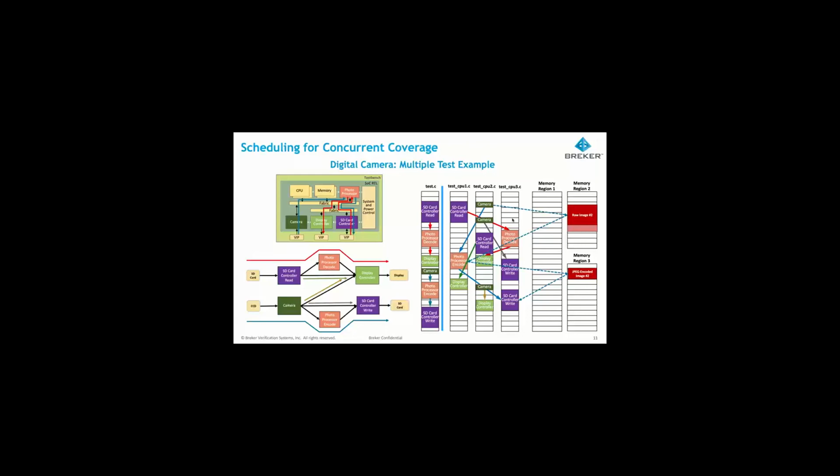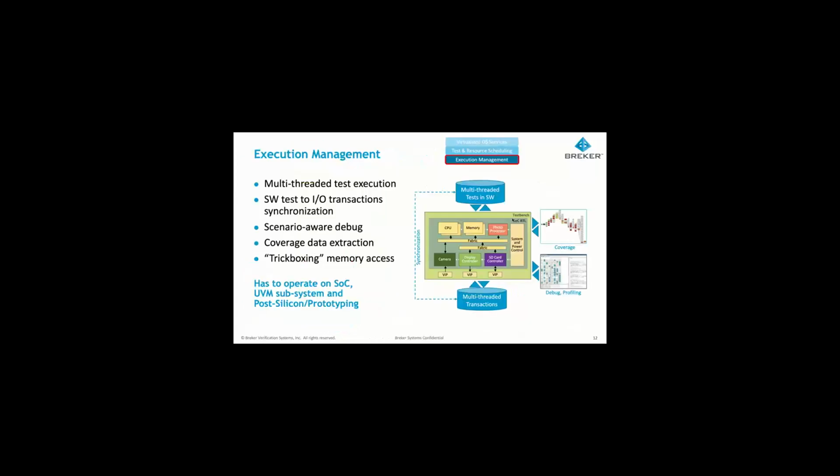The third aspect of this is execution management, and again, something useful at the UVM level, where you might be controlling parallel threads, but essential at the SoC level, where now we might be working with software tests running on a processor, combined with transactions running in a VIP, and we need to synchronize between them. We also need to be driving coverage data, debug data, and so on. So execution management becomes very critical.